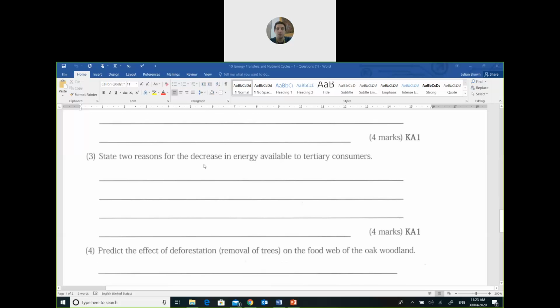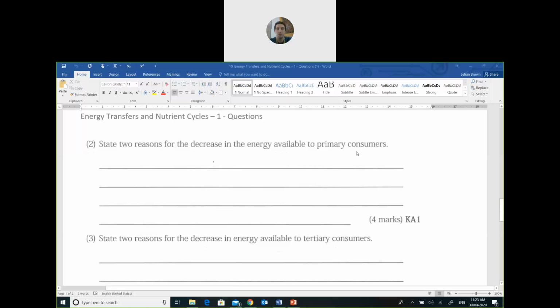What are two reasons for the decrease in energy available to tertiary consumers? So here now, the primary consumers have eaten the plants, and secondary consumers have come along. So why are we losing so much energy from the primary consumers up until the tertiary consumers? Similar sort of idea. The first is that not all of the animal that is eaten at each stage is digested, so there's a lot of waste. We don't eat the bones, or we don't eat certain parts of the animals, and they just go to waste, so that energy isn't transferred on.